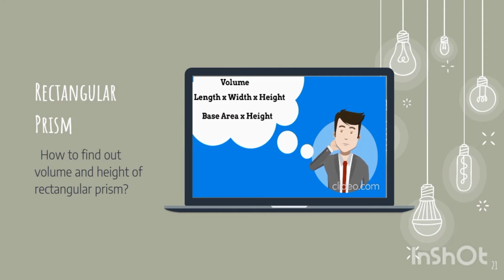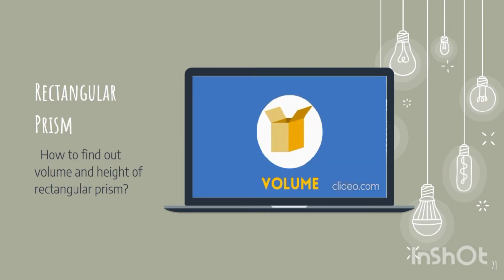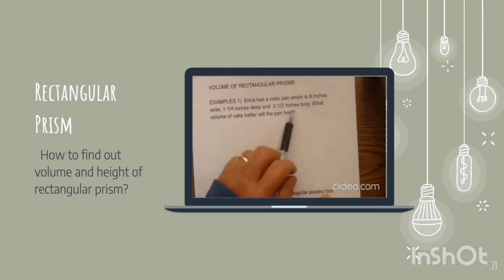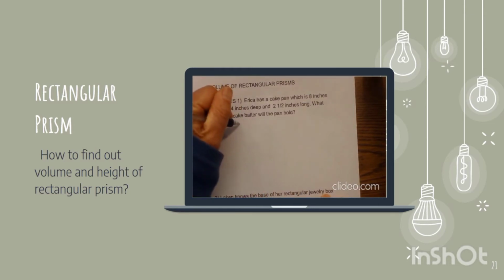Let's look at a couple examples of calculating the volume of a rectangular prism. Example number 1. Erica has a cake pan which is 8 inches wide, 1 1/4 inches deep, and 2.5 inches long. What volume of cake batter will the pan hold? So in this particular example, the area is not given, so we're going to use length times width times height. So let's just plug in the numbers.